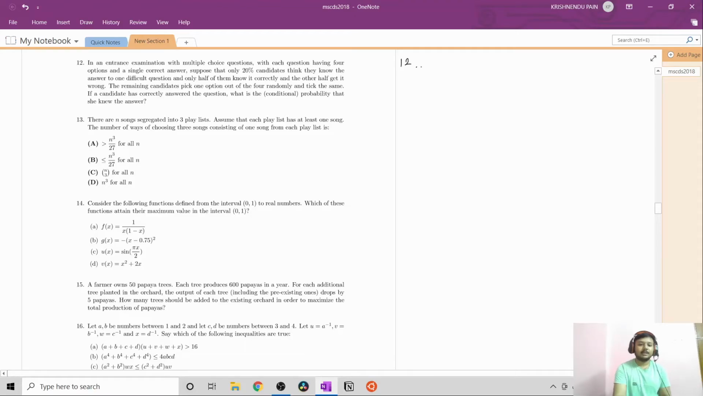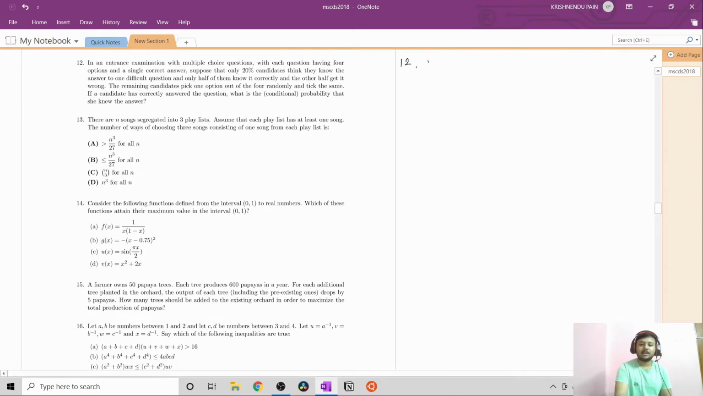Question number 12. In an entrance examination, multiple choice questions, each question having 4 options and a single correct answer. Only 20% candidates think they know the answer to one difficult question, and only half of them know it correctly and the other half get it wrong. The remaining candidates pick one option out of the 4 randomly and tick the same. If a candidate has correctly answered the question, what is the probability that she knew the answer?